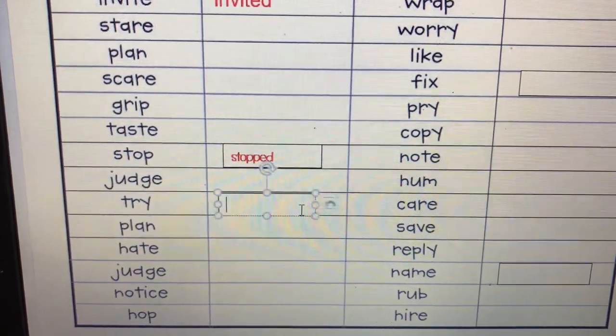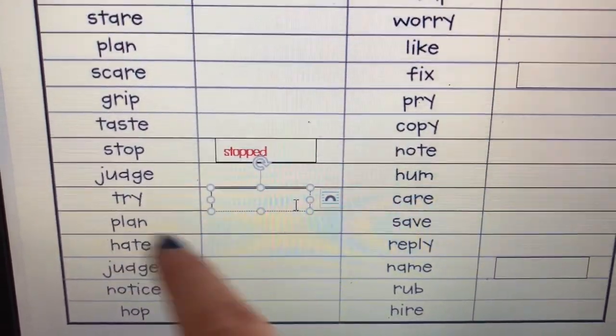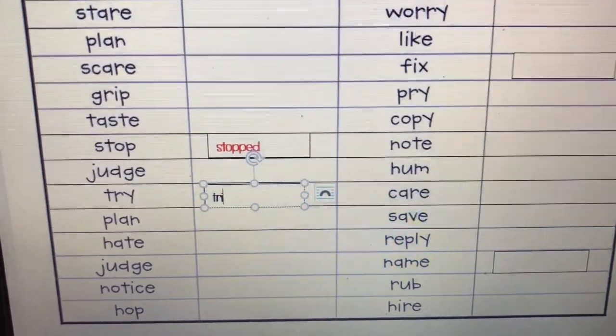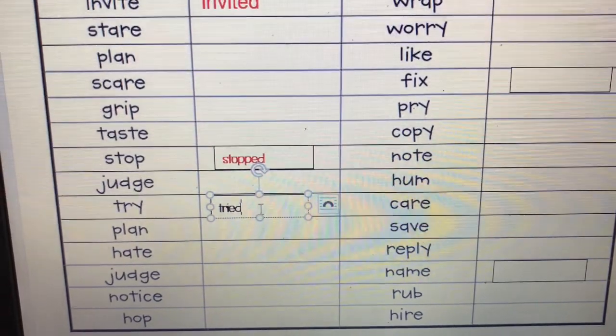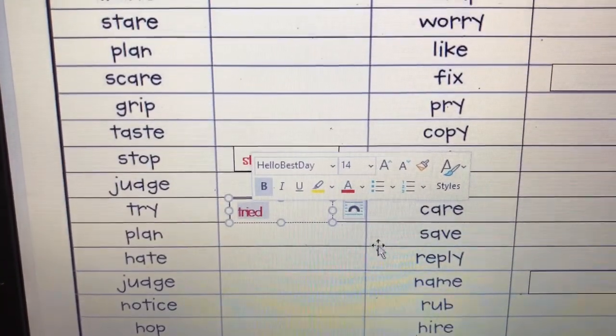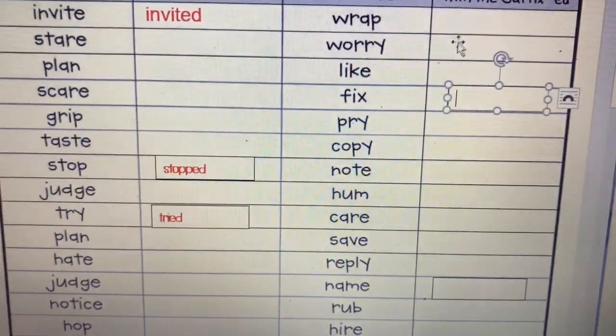How about this word, try? Remember what I said, when we have a Y, we're going to change the Y to an I and then add ed, and it becomes tried. Just like that.